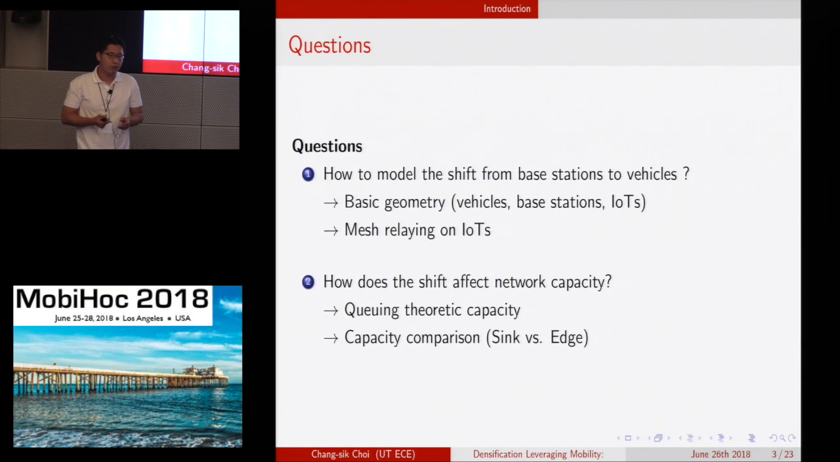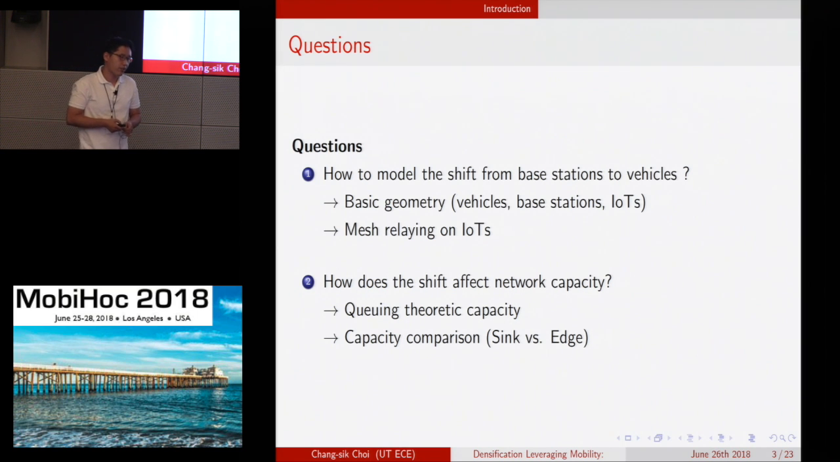First, how can we model the information shift from base stations to vehicles? This requires us to understand the basic geometry, such as vehicles, base stations, and IoT devices. We use stochastic geometry to capture these geometric elements. And then, to identify the mesh relay on IoT nodes, we use a radial spanning tree to capture the mesh relay.